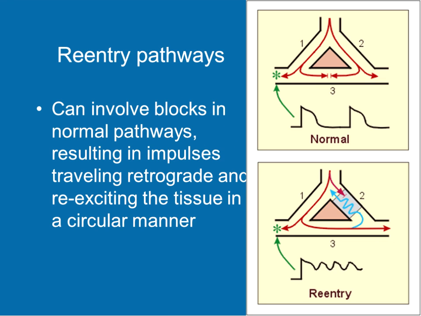Reentry pathways. In a reentry pathway, what you're looking at here, this is representing the repolarization, depolarization waveforms. These are not ECG waveforms, okay? So what happens, this is normal where the impulse comes down and goes through. Here, if there's a block in one way, then the impulse goes another way and can get back and produce a cyclical, circular kind of motion. You can see it there.